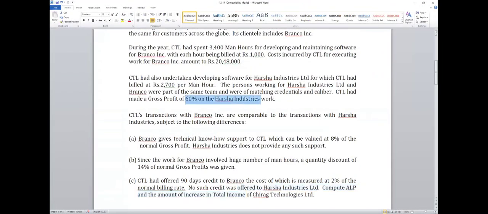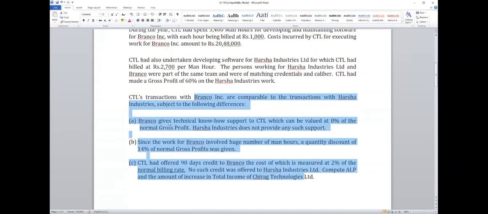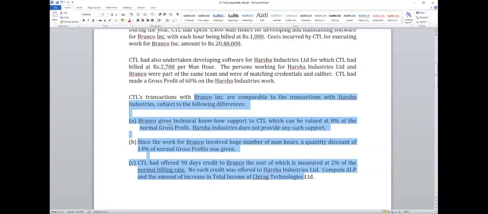So number 1, adjusted GP: you have to find out the adjusted GP margin after taking into account the functional differences. What functional differences are given? What is common in both? Sir, I am getting technology support from AE. That is the reason for reducing our billing. Okay, with the unrelated party there is no such support. Second point, sir, because of larger volumes of business given by AE, we are giving a discount. As a result, we are reducing our billing. Discount means I am reducing my billing.